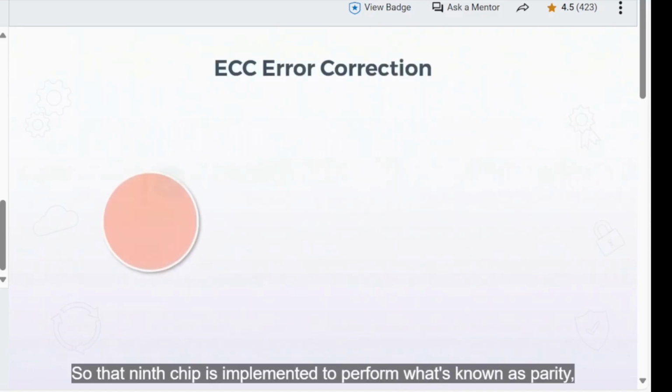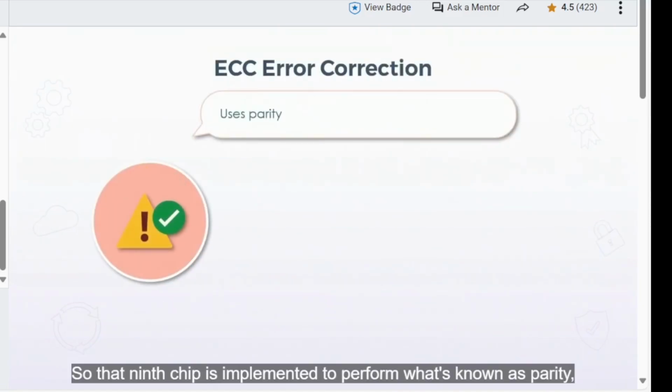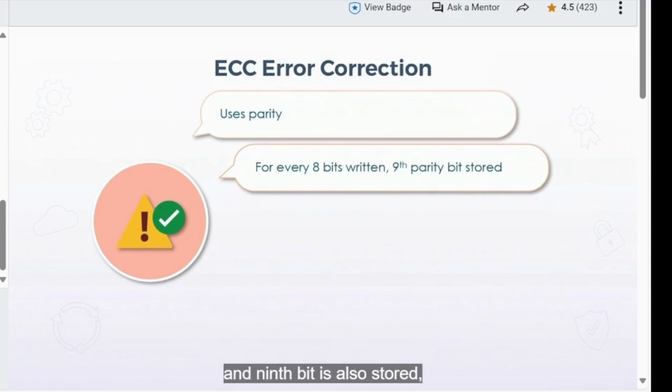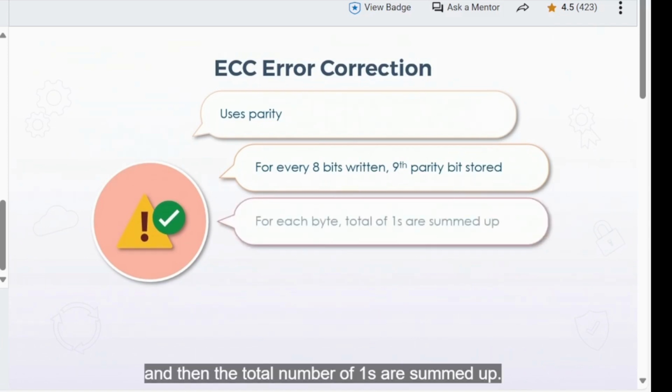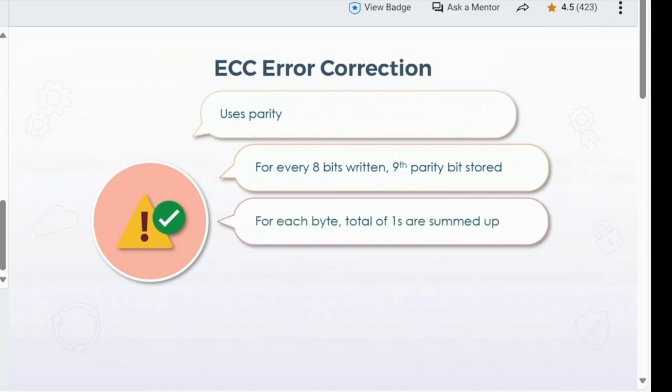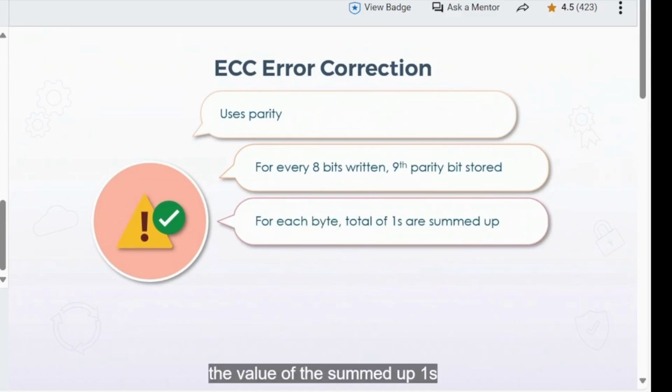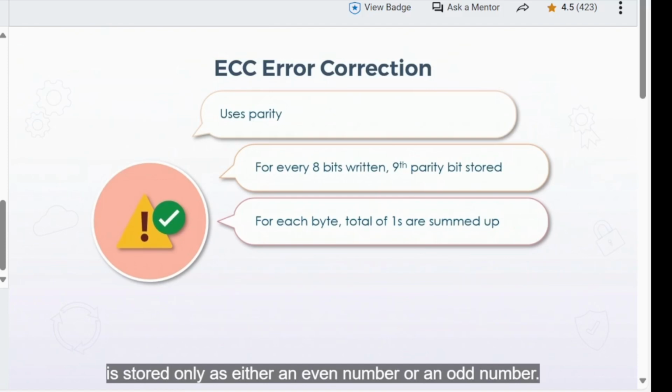So that 9th chip is implemented to perform what's known as parity, which refers to a process whereby for every 8 bits written, a 9th bit is also stored, which is why there are 9 modules on the chip. It provides a means to store the extra bit. So parity works by examining each byte written, which is of course 8 bits, and then the total number of ones are summed up. Now, with only 1 extra bit to store the parity information, the value of the summed up ones is stored only as either an even number or an odd number.